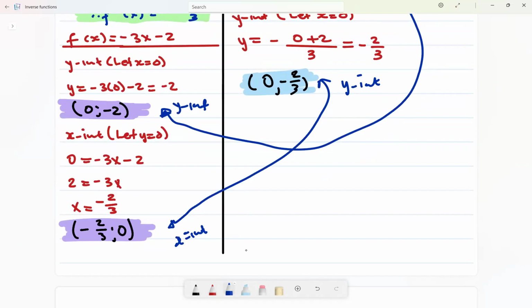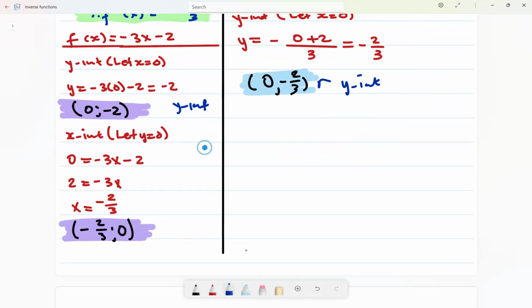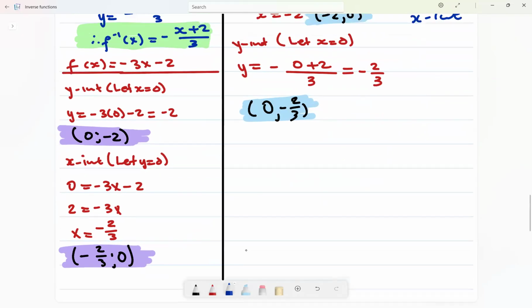Okay, what does this tell me? This tells me now that, remember, I'm interchanging x and y, right? So it means now, whatever coordinates I have for the y-intercept, when I go to my inverse, they are going to be the x-intercept. The y-intercept of this one, the x-intercept of this one, when I go there, it's going to swap around and become the y-intercept. Indeed.